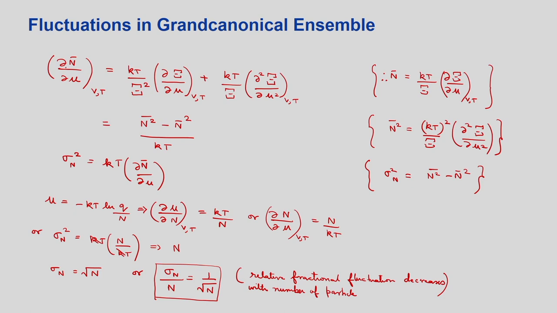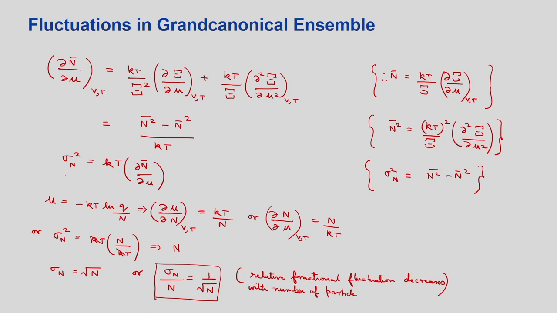Then what we did, we took the expression of n bar and did a derivative with respect to mu. So, we got two expressions, one with this expression, another one with this expression. Then we just replaced this, because we know that this is equal to n square bar minus n bar square, and is equal to kT times the derivative. So, it becomes sigma n square.